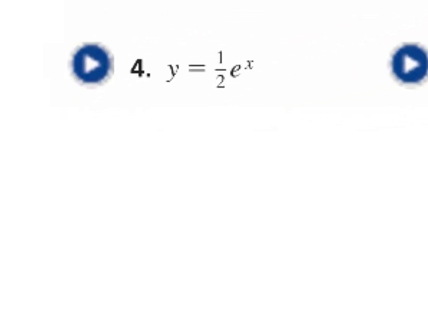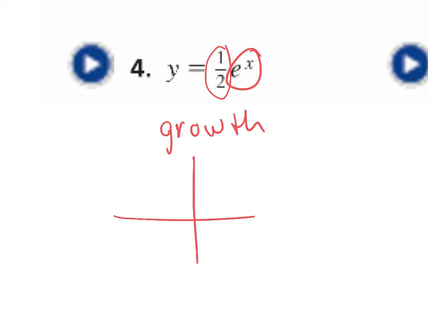So for 4, do we have exponential growth or exponential decay? Is our x positive or negative? Positive. So we have growth. That 1/2 isn't the thing that has the exponent, so it just gets multiplied at the end, so that's not really what we're looking at. The 1/2 doesn't even matter here. We're just looking at the e to the x. The x is positive, so we have growth. So our graph would be increasing like this.